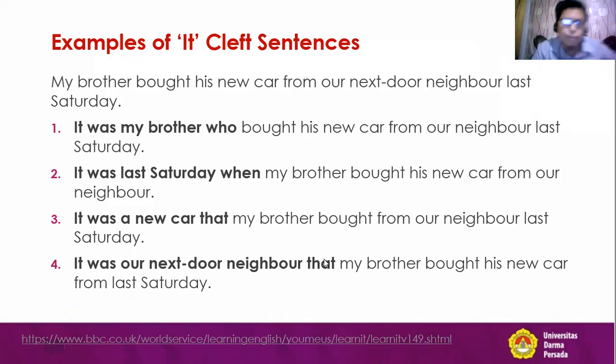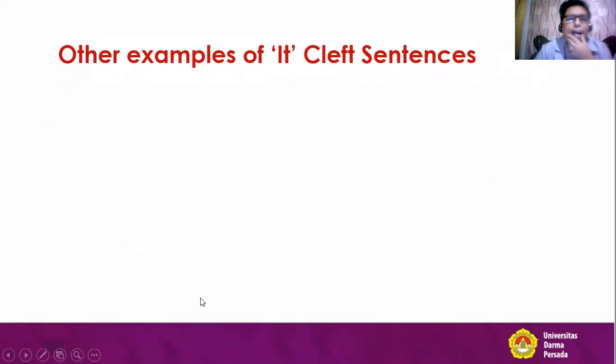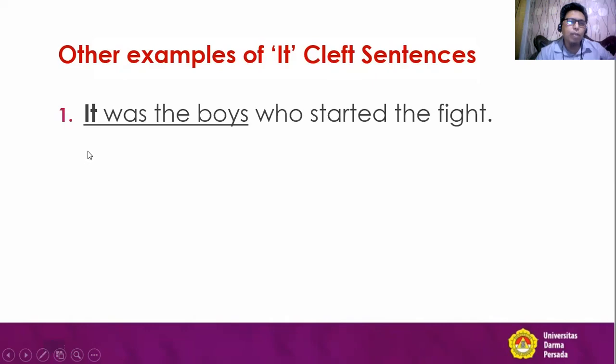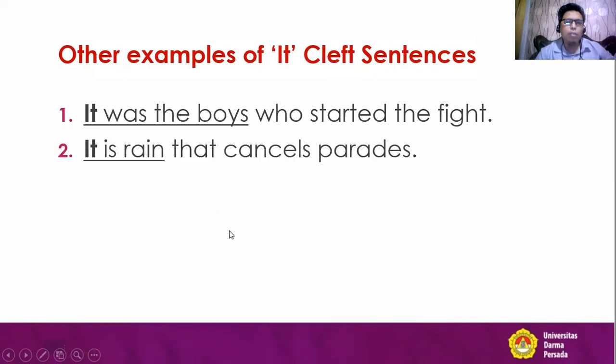Okay, next. Other examples of cleft sentences. It was the boys who started the fight. Do we have it? Yes, we have it. And then we have the to be, yes. And then we have the focus part of the cleft sentence, the boys, and then we have the relative clause.